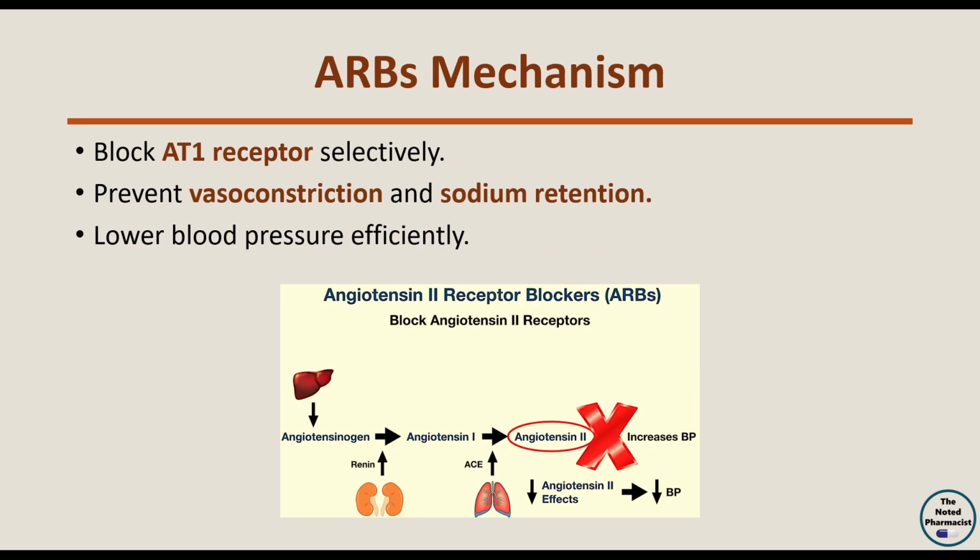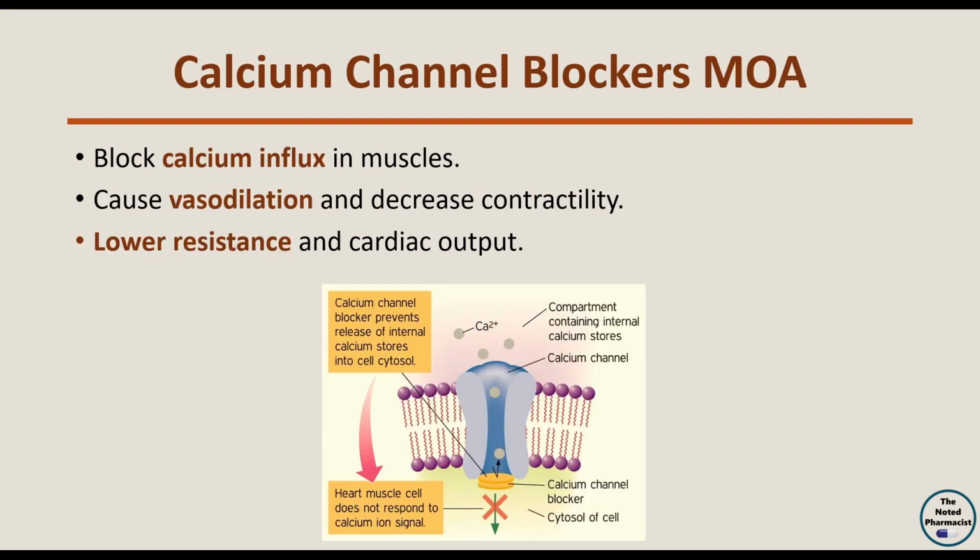Angiotensin II receptor blockers (ARBs) work by selectively antagonizing the angiotensin II type 1 (AT1) receptor. This blockade prevents vasoconstriction and aldosterone-mediated sodium retention, reducing blood pressure without directly affecting bradykinin metabolism. Calcium channel blockers (CCBs) inhibit L-type calcium channels in vascular smooth muscle and cardiac myocytes. By reducing calcium influx, they induce vasodilation and decrease myocardial contractility, which collectively lowers systemic vascular resistance and cardiac output.